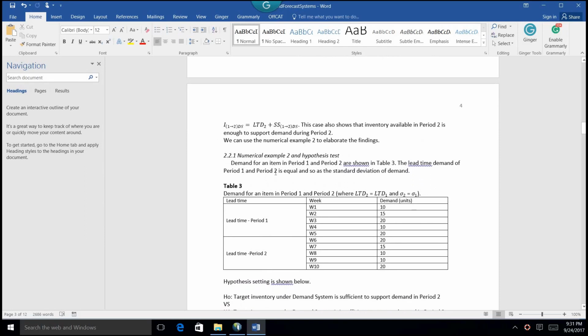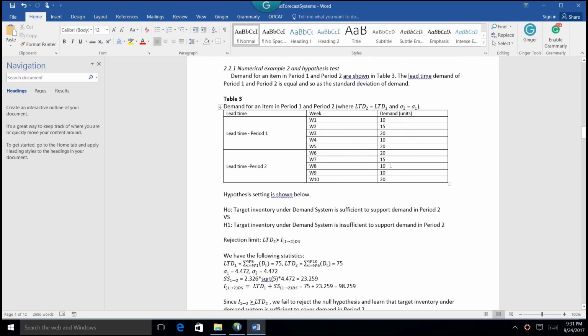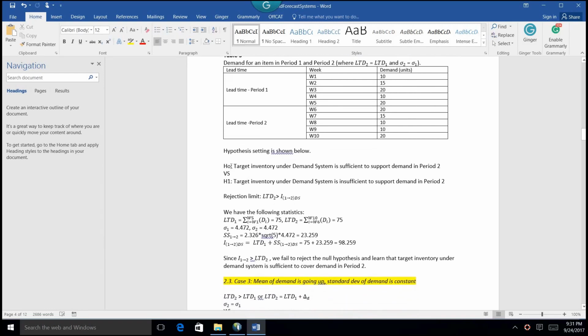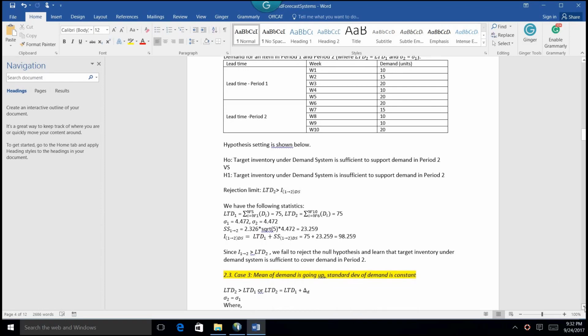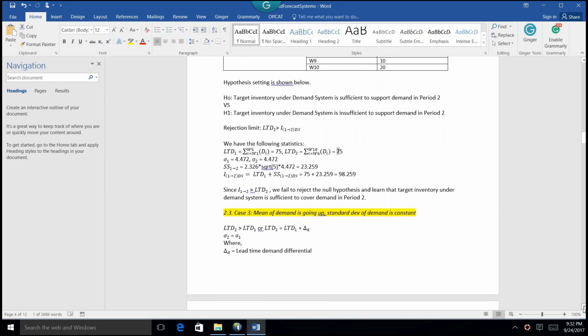So let's have some numerical example here. You have values for demand for week 1 through week 10, and you have the same hypothesis settings here, the same rejection limit. I'm not going to go over it again. You put the values here and you get LTD1 of 75, LTD2 of 75, and sigma 1 equals sigma 2 because fluctuations are constant in period 1 and period 2. So you put these in the safety stock formula and you get 23.259.